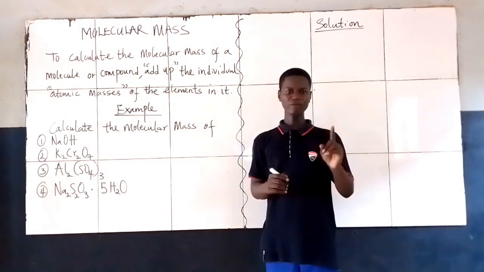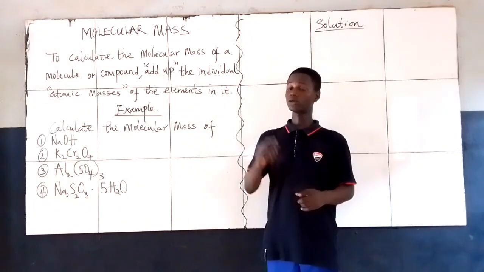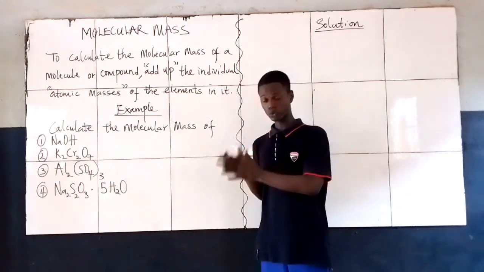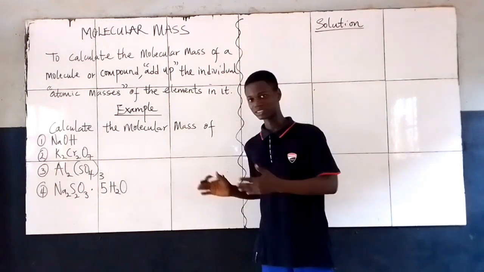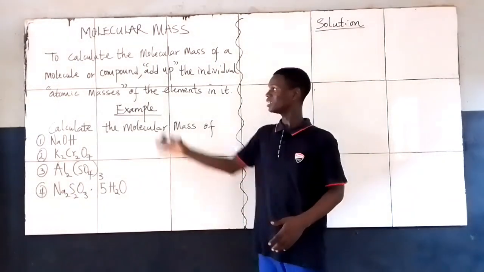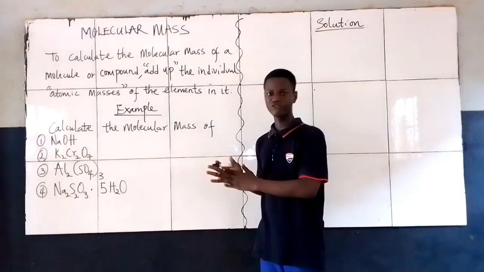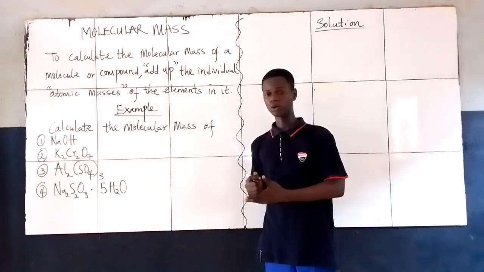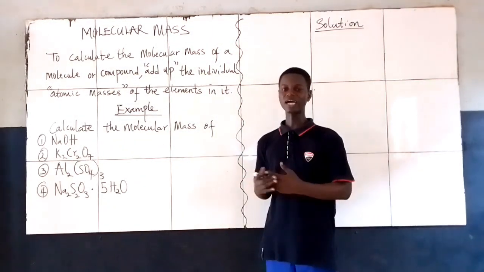Before I continue, it is important to take note that the unit for molecular mass is AMU. It remains AMU, that is the atomic mass unit. If by chance we are asked to find the molar mass, it's the same procedure we are going to use here, but the unit for molar mass will be different. The unit for molar mass is gram per mole. So without wasting time, let's quickly get down to these questions and see how they are solved.